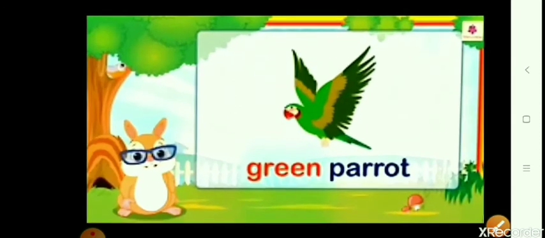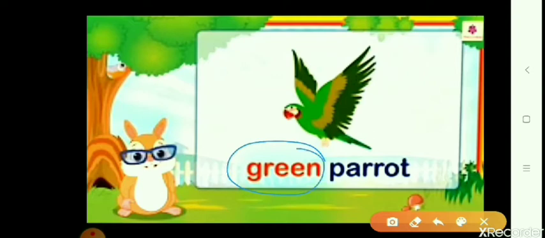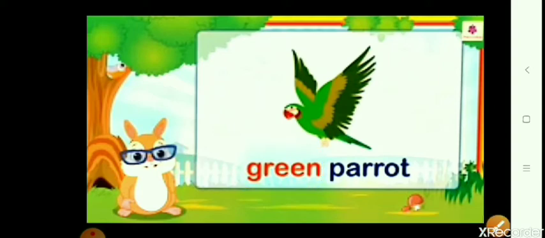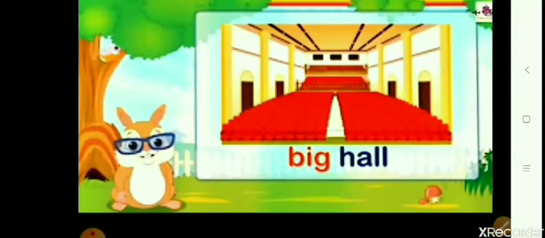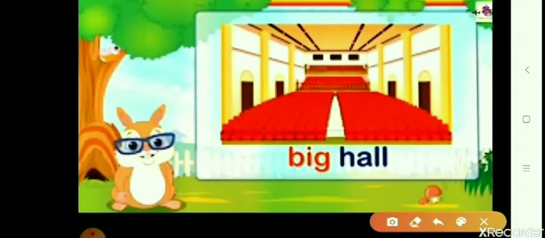Then next picture. This is a green parrot. Children, here the describing word is green. Green describes the parrot. It tells us about the parrot. That parrot is green. Then we have the next picture. Big hall. Here the describing word is big. Big describes the word hall.